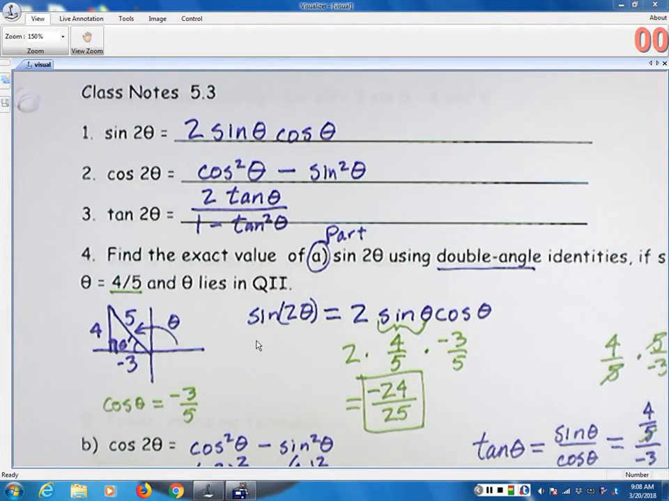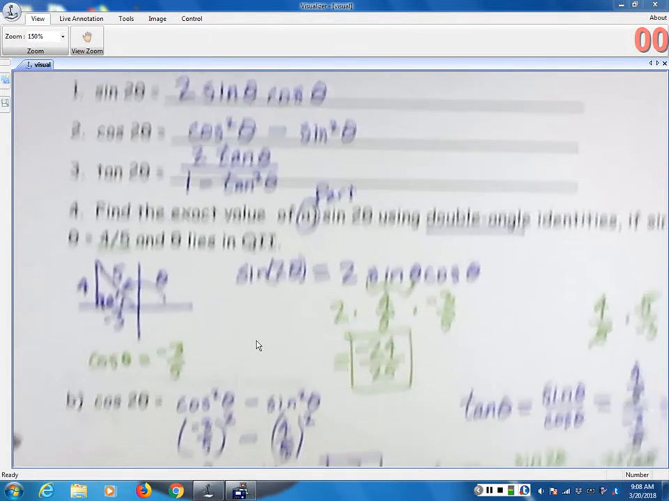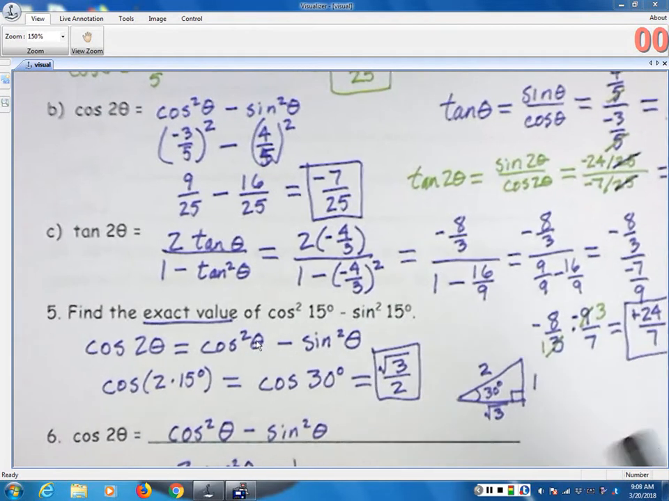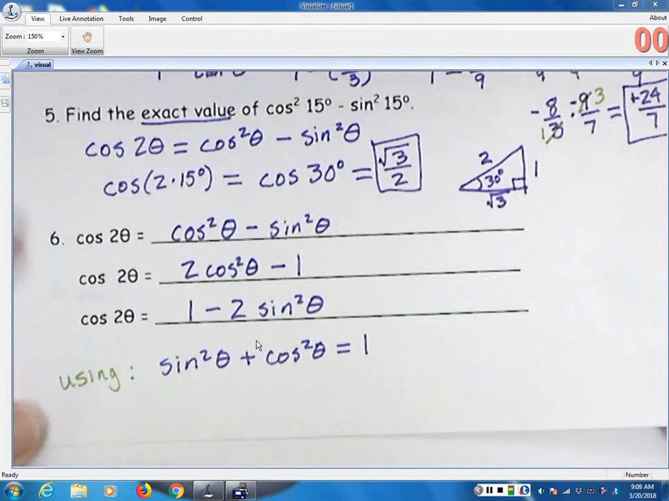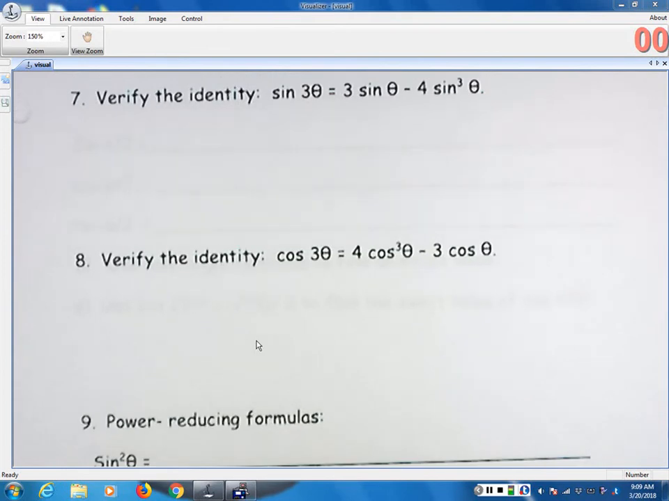Okay, so your formula sheet for this test has these formulas on them, but you do still need to know how to manipulate these things algebraically. But we worked some examples last time, and now we're going to verify an identity.